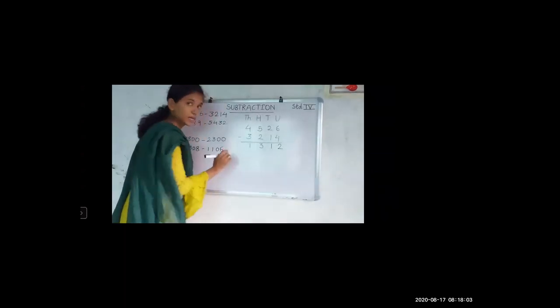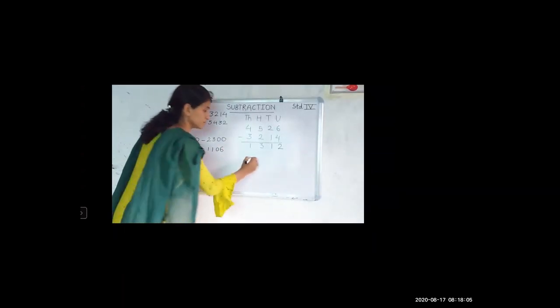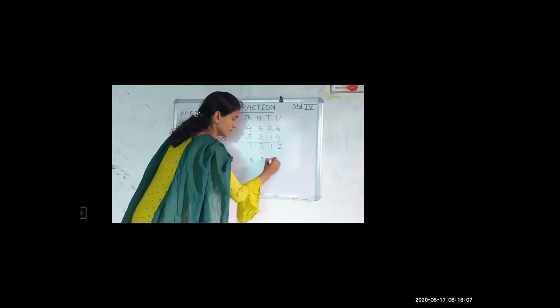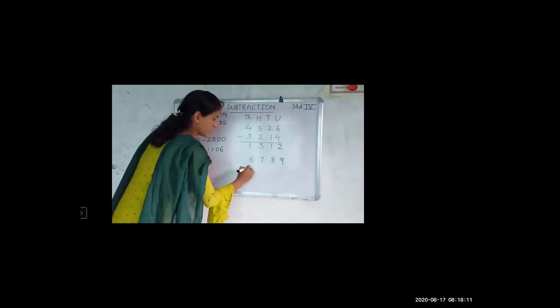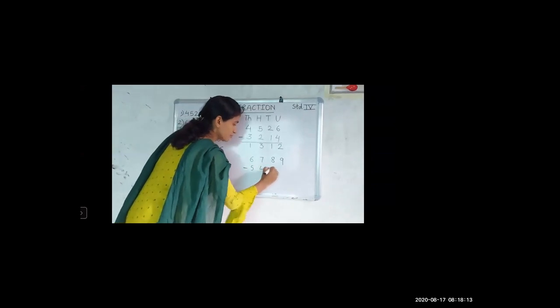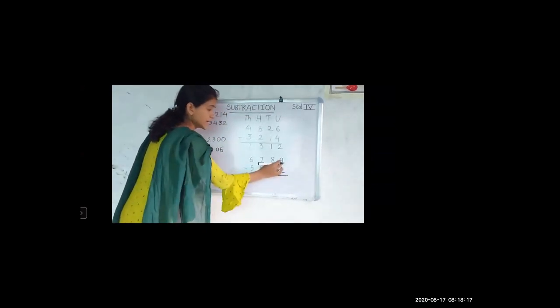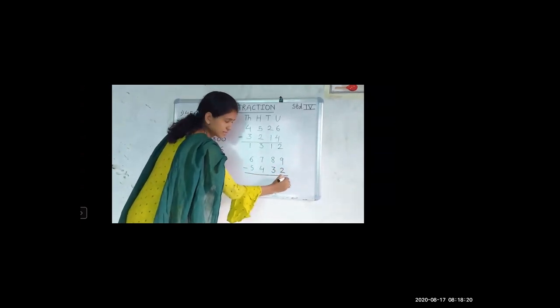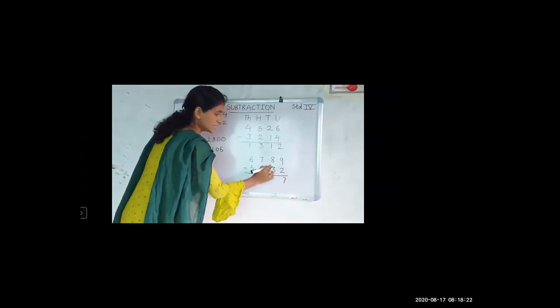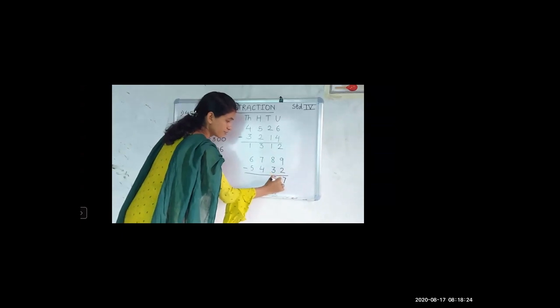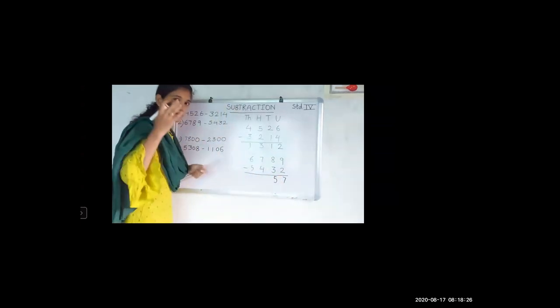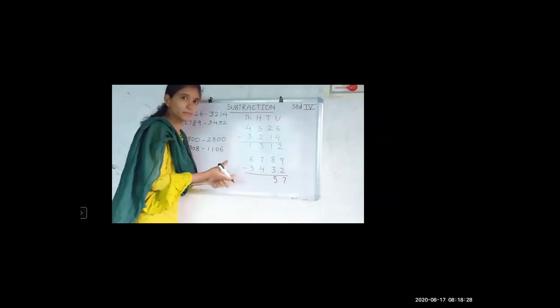Example, here I'm not writing place value. 6, 7, 8, 9 minus 5, 4, 3, 2. 9 minus 2, 7. 8 minus 3, 5. I know some of the students are solving this question also very simple. You're solving it in your mind. Don't worry.